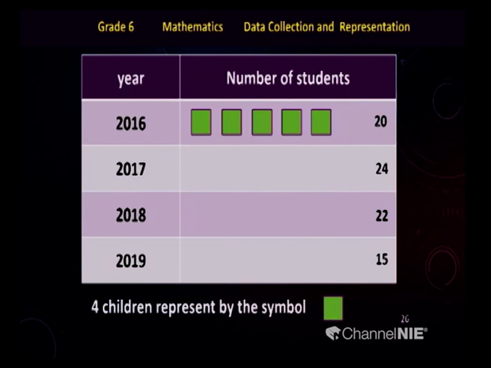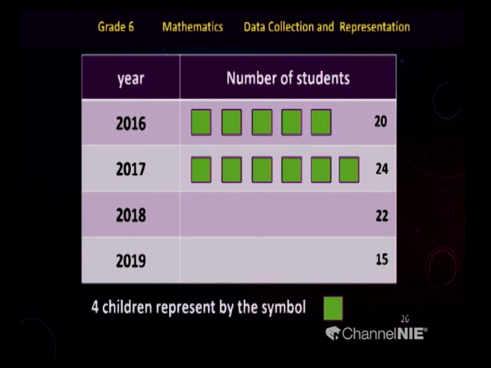We will see 2017. How many students have registered here? 24 students have registered in 2017. Then we have to represent 24 using this square. You can divide 24 by 4, and that is 6. We have to use 6 squares to represent the students who registered in 2017.